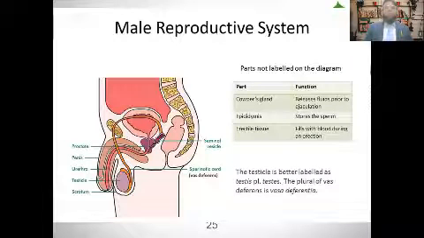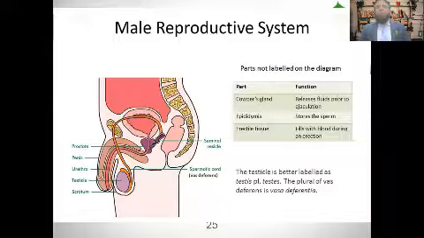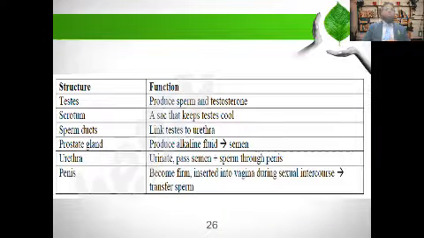Now come to another topic, that is, you see here the male reproductive system. As you can see in the diagram, there is a pair of male reproductive organs, that is the testes. Testes are responsible for making sperms, and these sperms enter into the sperm duct, and then pass through the penis. So here we are going to discuss the function of different parts of the reproductive system of the male.